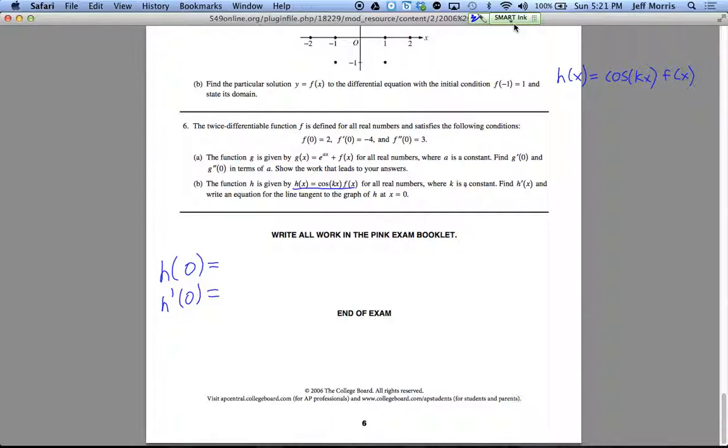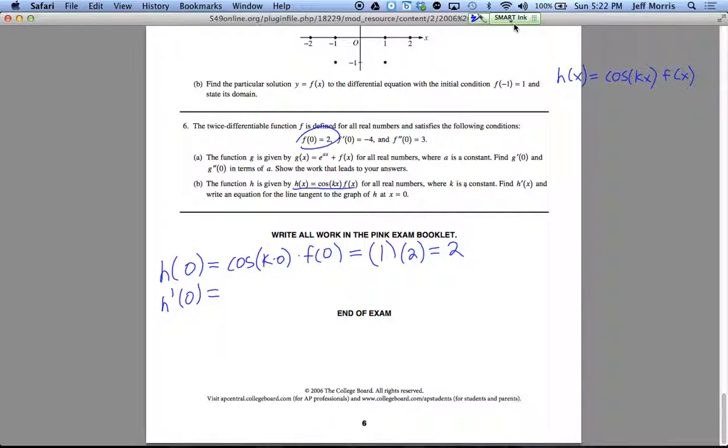All right, plug in 0. You're going to have cosine. Doesn't matter what k is, because when we go k times 0, what's going to happen to k? K times 0 is 0. What's cosine of 0 in the unit circle? 1, times f of 0, which was given. What's f of 0? 2. So there you go, you got 1 point for that. H of 0 is 2.